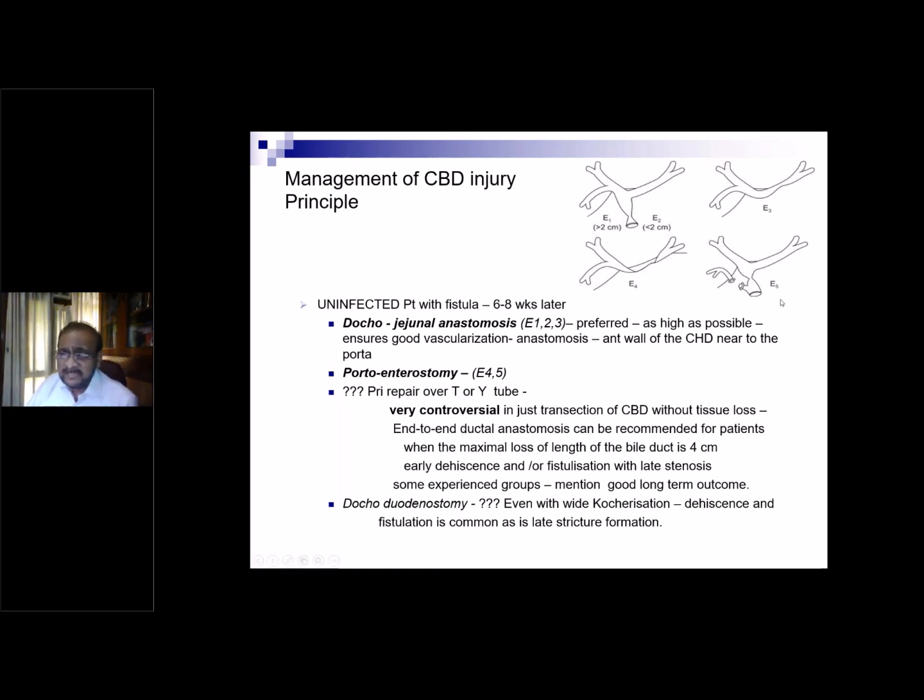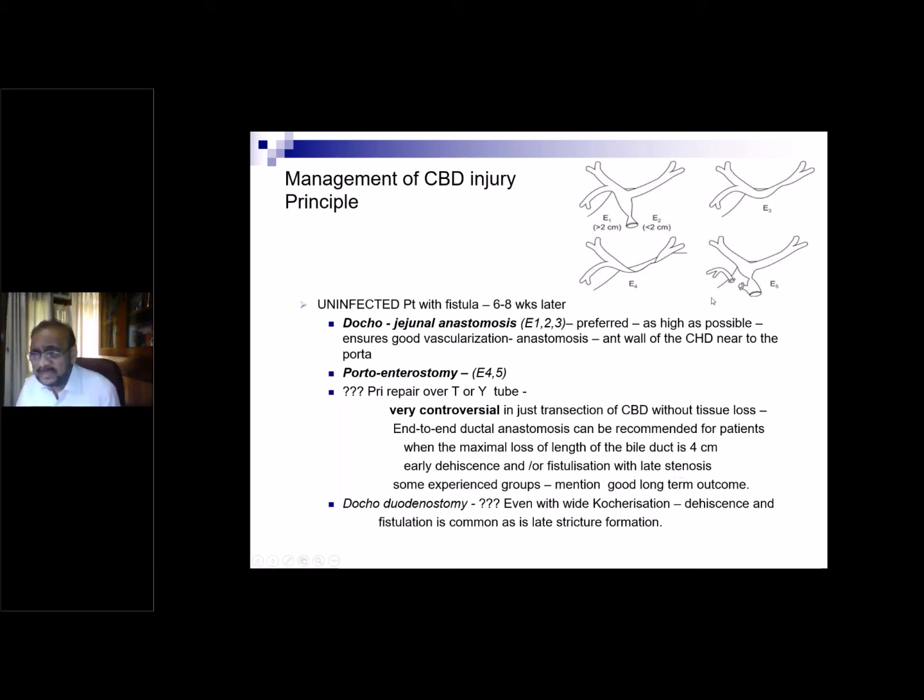End-to-end ductal basically means I've managed to damage here. I showed you the other type and the D4 and the D type. So I managed damage here, I put on a T-tube and I repair over it. Not a very bad option. You can do it, right? Even when the maximum loss of length of bile duct is 4 centimeters, an early dehiscence or fistulization with late stenosis is the only problem in these patients.